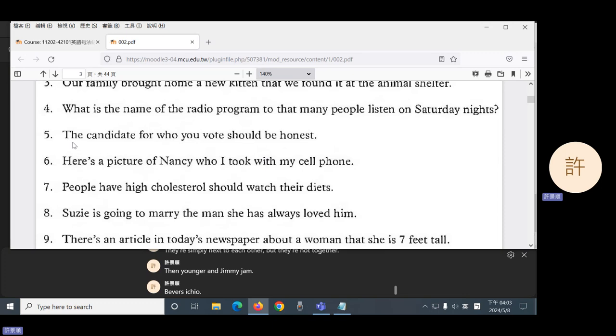Number five, the candidate for whom you vote should be honest. Or the alternative answer is the candidate that you vote for.